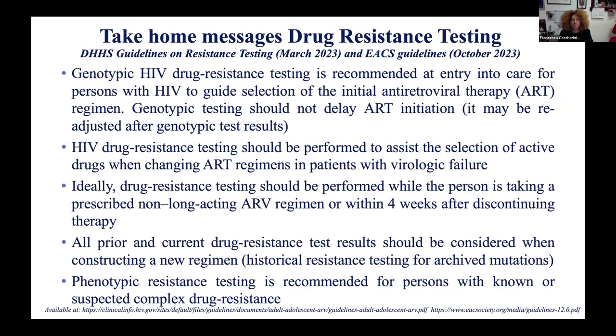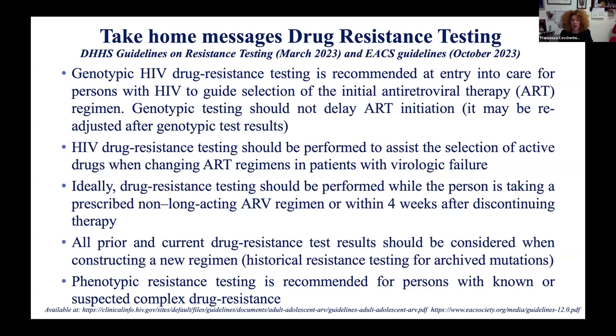So what could be the take-home message of these guidelines? First, that the genotypic test is recommended at entry into care for a person with HIV to guide the selection of the initial antiretroviral therapy. And genotypic testing should not delay ART initiation. We know that now we started with this procedure of test and treat, that in some countries, in some areas, you can do in the same day, but in Italy, frequently we do after some weeks, 1 week, 2 weeks, but anyway, it is recommended that if we want to treat as soon as possible the individuals who have the diagnosis, we could do so, and afterwards readjust the treatment according to the genotypic test results.